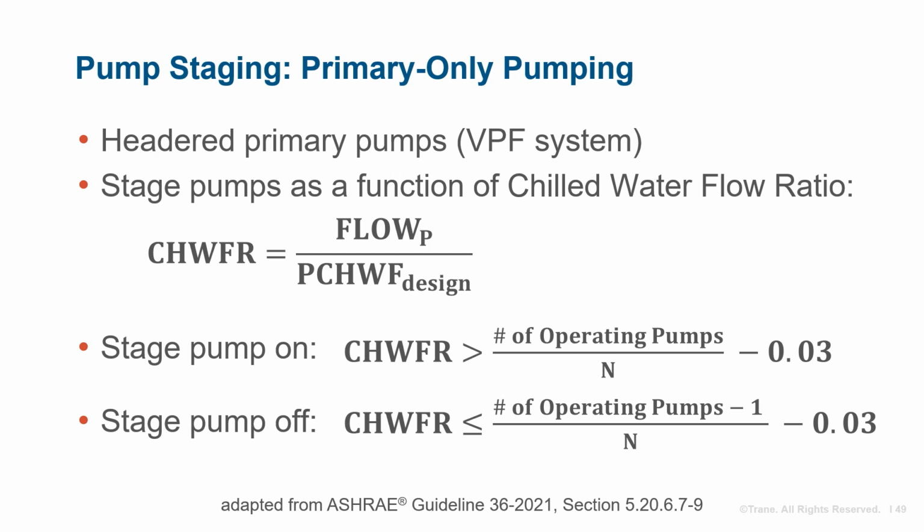The stage down flow ratio may be offset slightly lower than the stage up point in order to avoid cycling between pump stages, especially in applications with loads that are highly variable. There are other equations used for different pumping schemes, so be sure to validate the configuration when using parts of the guideline. Now I'll turn it over to Scott to discuss chilled water reset.